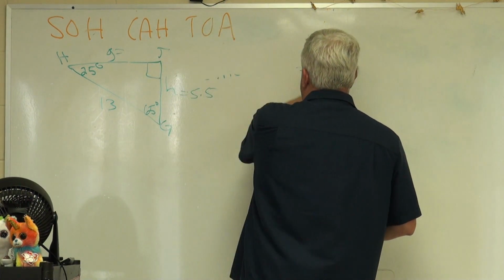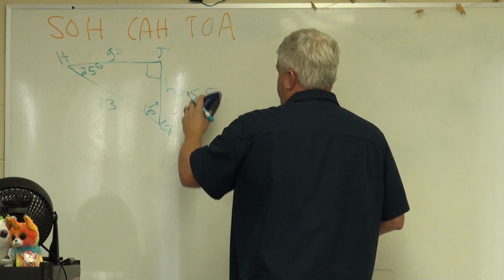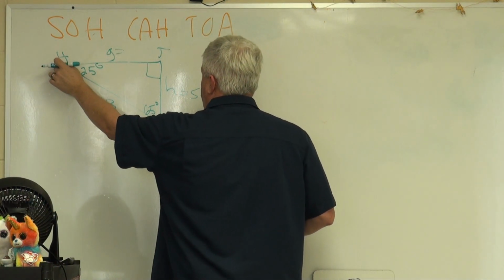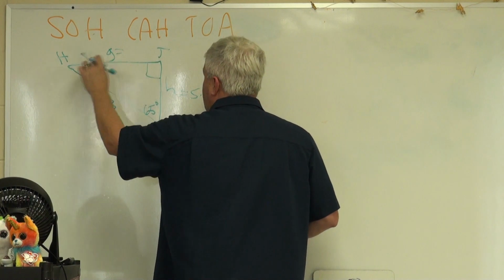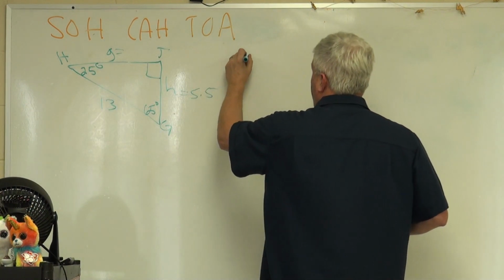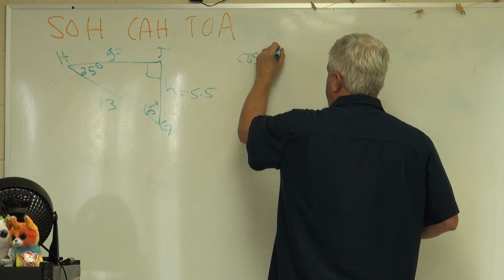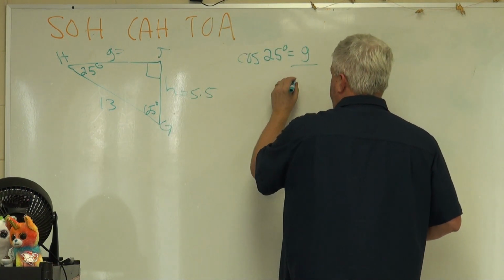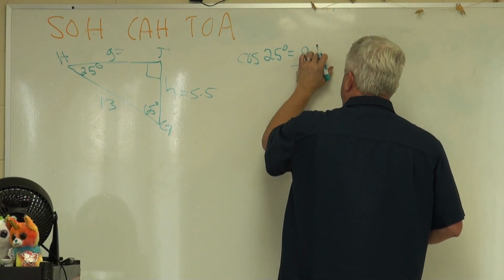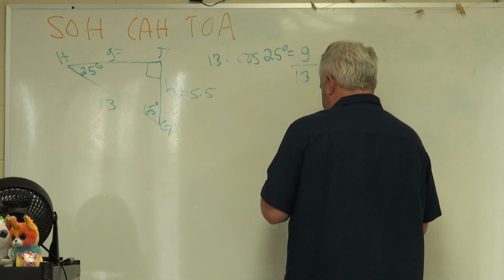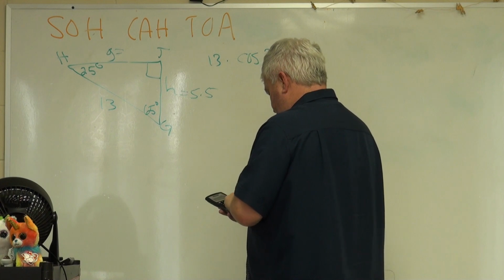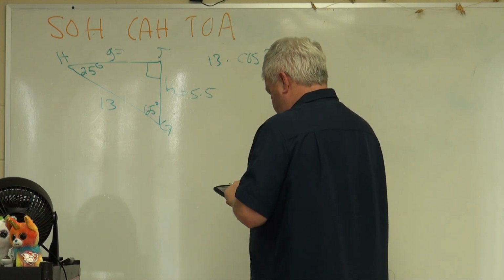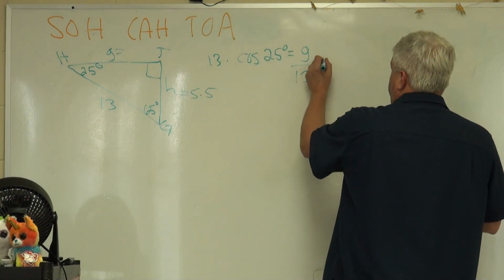Now I need to solve for g. I'm going to stick using angle h. So if I'm solving for g with angle h, this side is the adjacent side. So cosine 25 degrees equals adjacent, which is what I'm solving for, over the hypotenuse. Again, variables on top, I'm going to multiply by 13. 13 times cosine 25, 11.8.